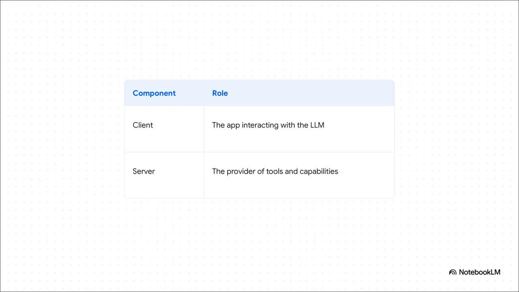The protocol basically breaks down into two key parts. First, you've got the client. That's the app you're actually using, maybe a chatbot on your desktop. Then you have the server. That's the thing that's actually providing the tools the LLM can use. It's a simple relationship. The client asks for something, and the server provides.